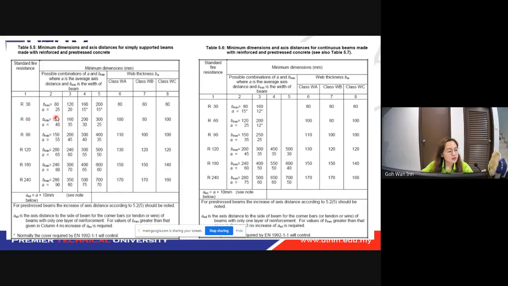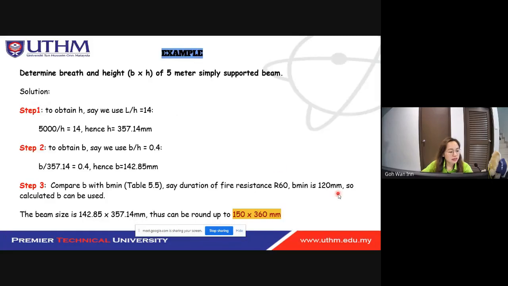So the B minimum is 120. It means the B minimum for the beam, according to the fire resistance requirement, your beam size must be greater than 120 at least. Cannot be lesser than that, else it will not fulfill the requirement. So now the value is 142, is greater than 120, so it can be used.